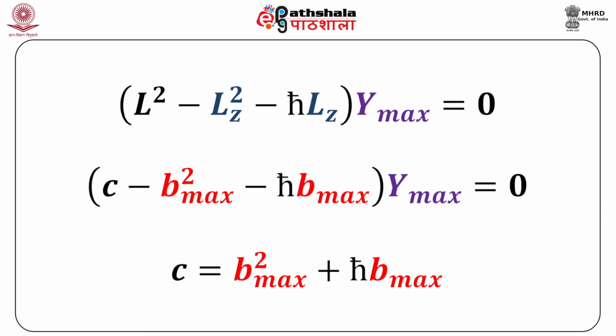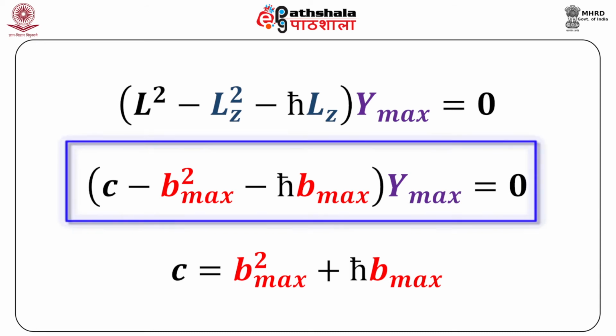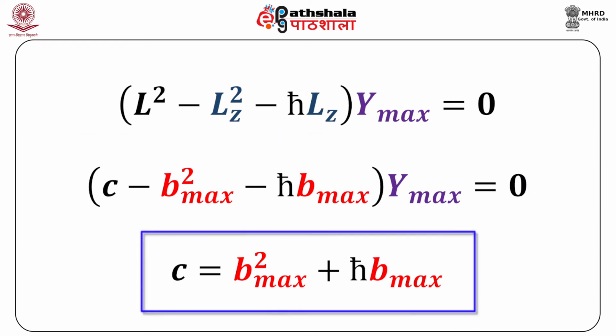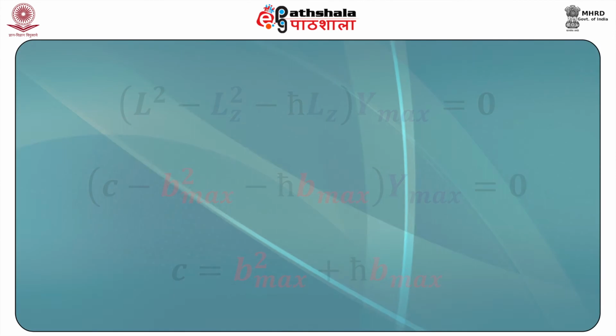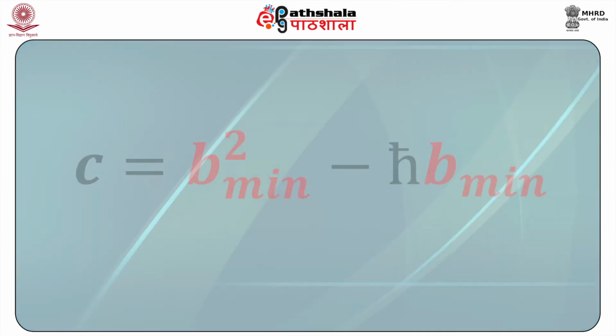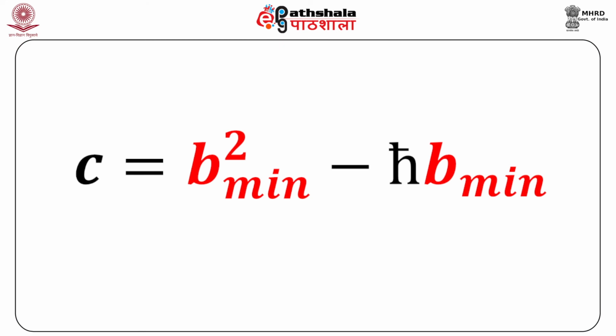Substituting the eigenvalue equation for L square and Lz, we get the expression as C minus B max square minus ħ B max equals 0. This indicates that C equals B max square plus ħ B max. On similar grounds, the lower limit is obtained as C equals B min square minus ħ B min.